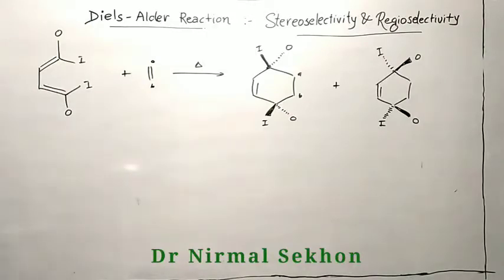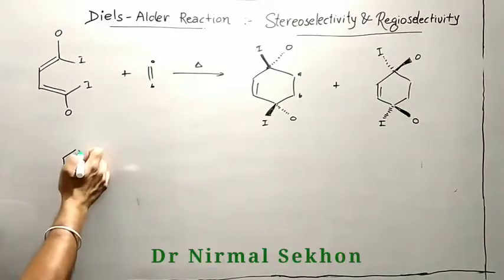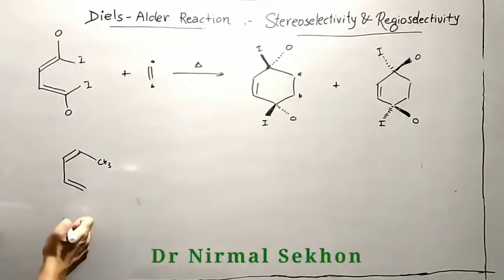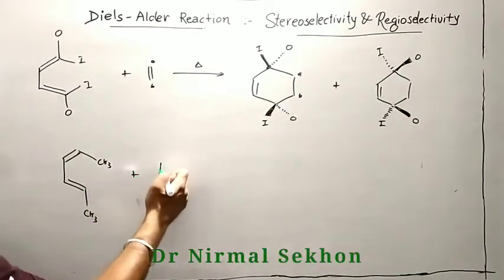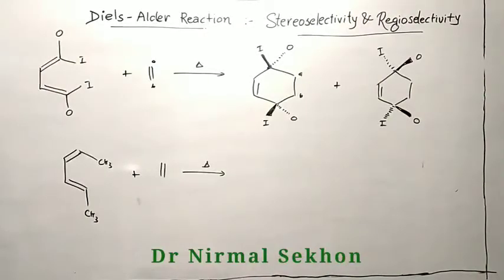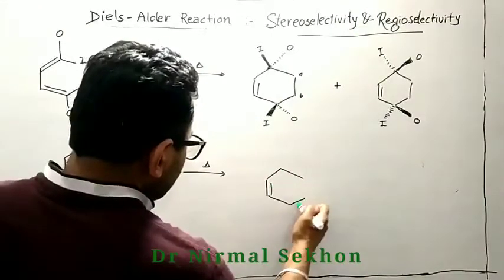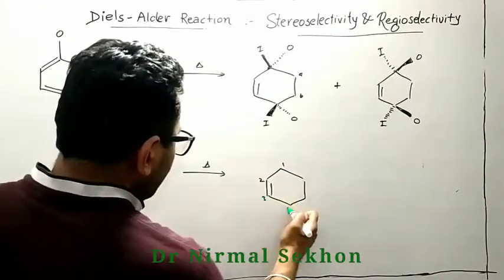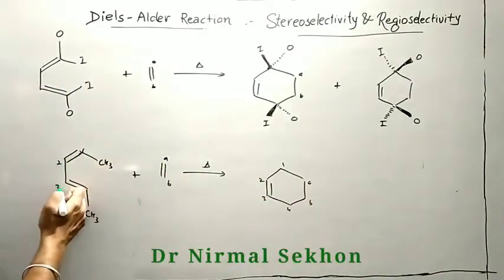So let's take one more example here to explain it clearly. Here is your methyl group, and here is your methyl group. One group is outside, one group is inside. So when you add ethene to it and heat it, what product will you get? Now cyclohexane is formed, 1, 2, 3, 4, A, B. This is your A B and this is your 1, 2, 3 and 4.